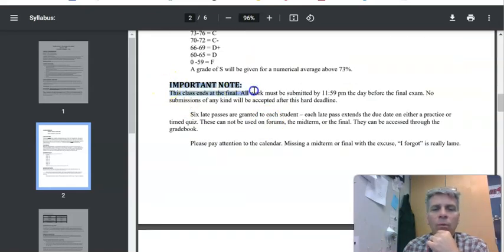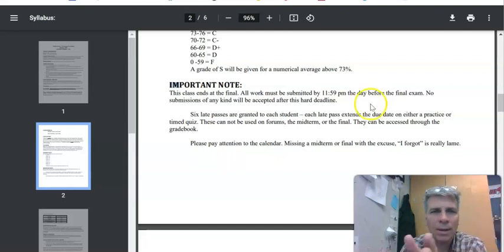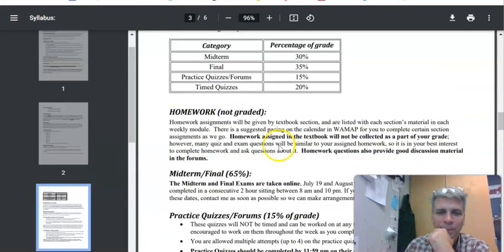One thing that I really want to emphasize to everyone, this important note right here: the class ends on the final. The final is final. And all work, everything, must be submitted by essentially midnight the night before the final. So if you're trying to turn something in late, using a late pass, that sort of thing, I won't accept it the day of the final or after that. That is the cutoff of this class. So be warned, I often get at least one person telling me they didn't realize that. Please realize it and remember it.